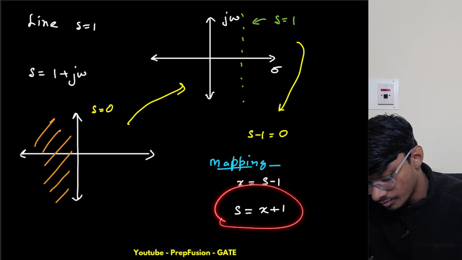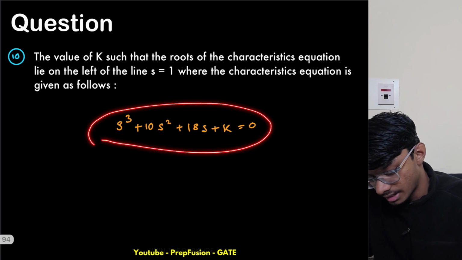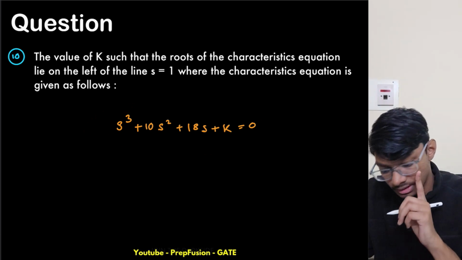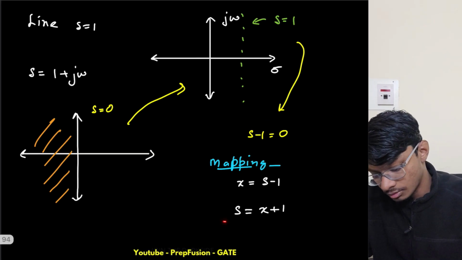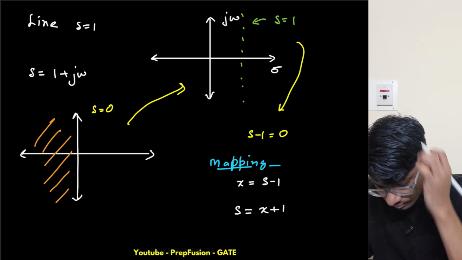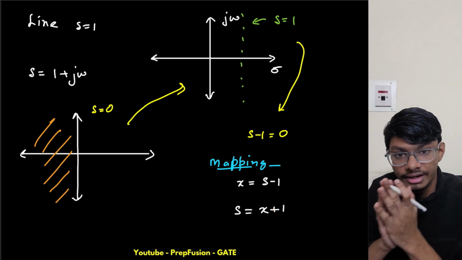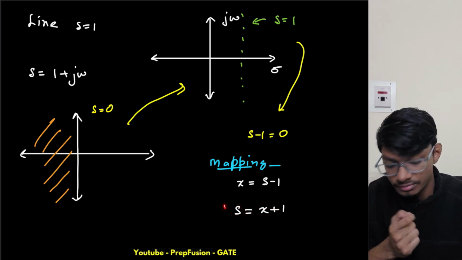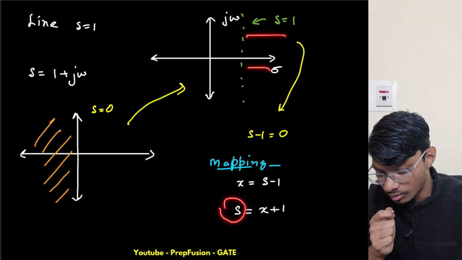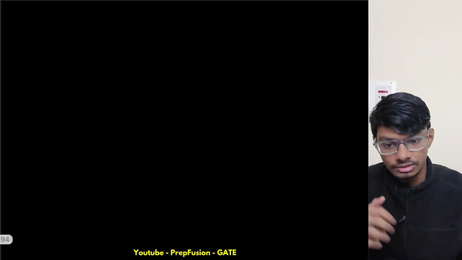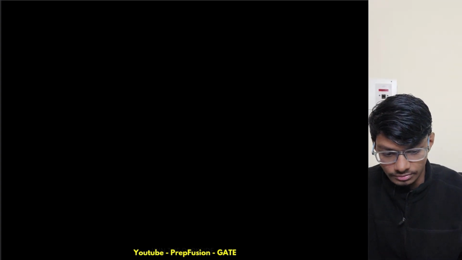Now what I will do is replace this s in the characteristic equation and use my Routh Hurwitz criterion, and then I will find the number of right hand roots around this x. Whatever right hand roots I find around this x will basically be my roots on the right hand side of s equals 1, okay. So I hope you understand. Let me solve this, then I will also explain once again.